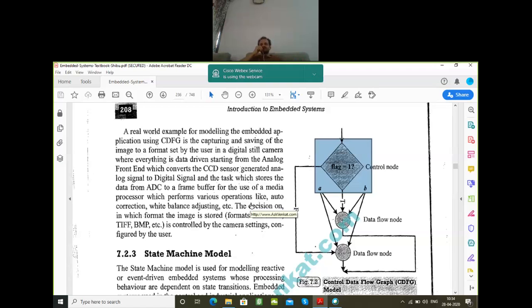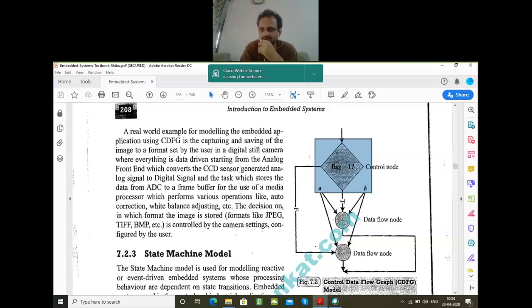The image may be stored in the form of BMP, TIFF, etc., according to camera settings. So your CCD camera with the sensor will capture the analog image and convert it into digital using the ADC. It is sent to the frame buffer for storage and also to the processor to perform operations like auto correction, white balancing, etc.